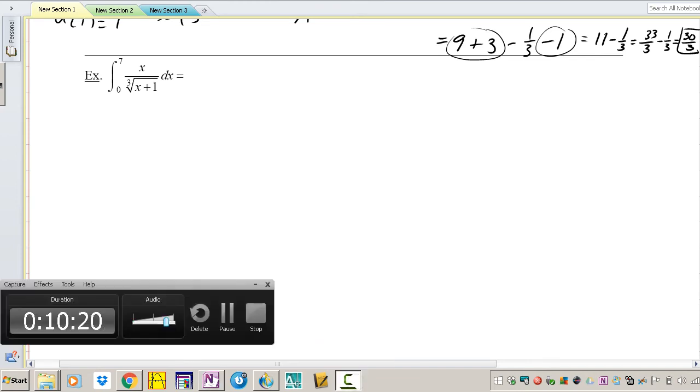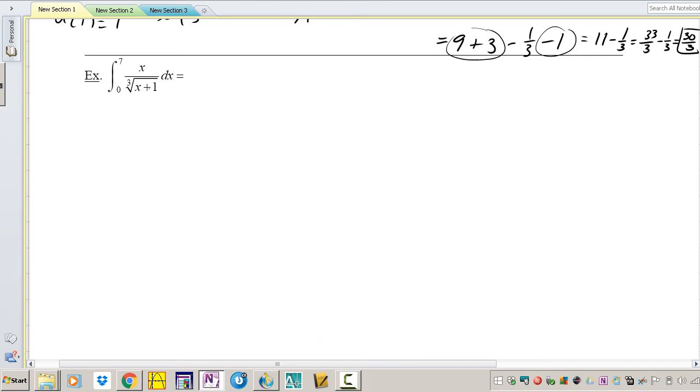Okay. Now, next problem, and then we're done with this lesson. So, in this problem, we're going to let u equal x plus 1. So, u minus 1 is equal to x. So let's go ahead and make our substitutions here. For every x we put u minus 1, so it's going to be the integral of u minus 1 all over the cube root of u.